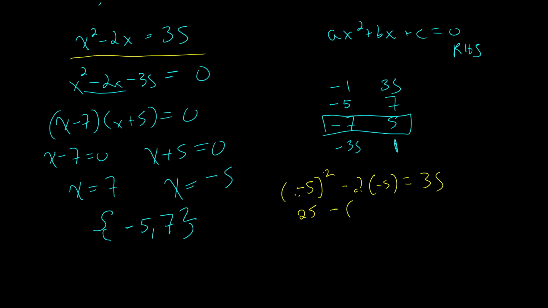Minus 2 times negative 5, or negative 10. So 25 minus a minus, that's plus. And so 35 equals 35. So that works. Now let's try the 7.